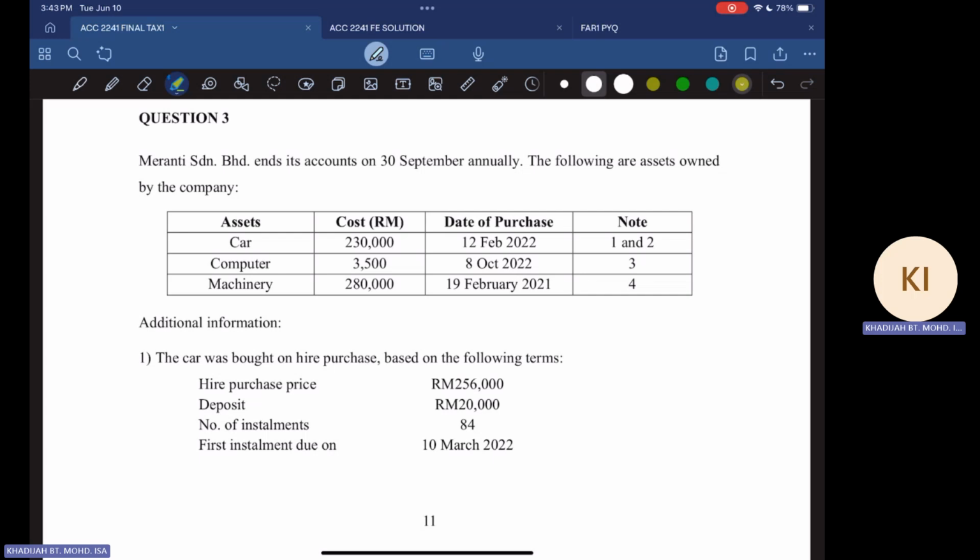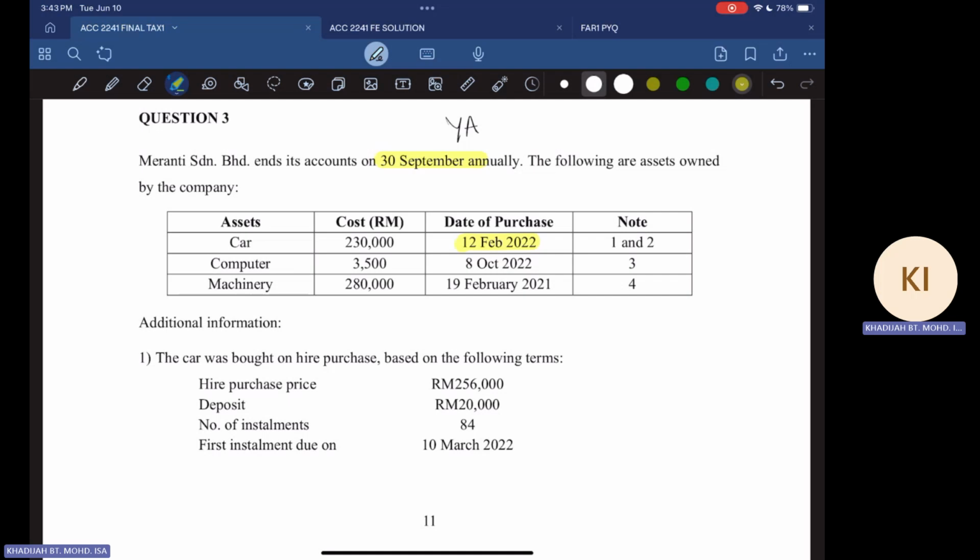Whenever you have capital allowance, take note of the year end. Why? Because that will determine your basis period, and the basis period will also determine your year of assessment. So you want to know your year of assessment. We have a car in note number 1 and 2, a computer in note number 3, and machinery in note number 4. When you look into the date here, you will have to decide when is the YA.